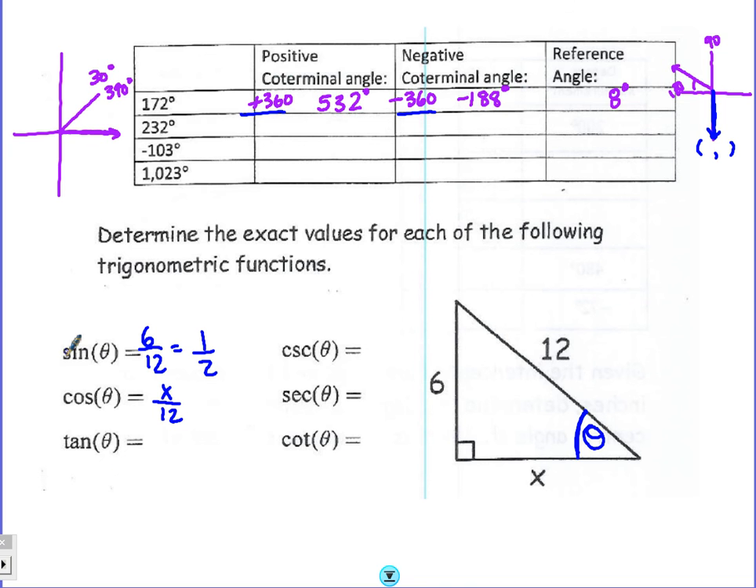And tangent is the same as sine over cosine. We've been practicing those, so you could take these two and divide them. But it may be simpler here, just go tangent is opposite over adjacent. So 6 over x. Alright? Okay, now cosecant, if we're very confident in these answers, then cosecant is just the reciprocal of sine. So 2 over 1, or just 2. Secant would be the reciprocal of cosine, 12 over x. And cotangent would be the reciprocal of tangent, so x over 6. Alright, so that would be completing the 6 trig functions.